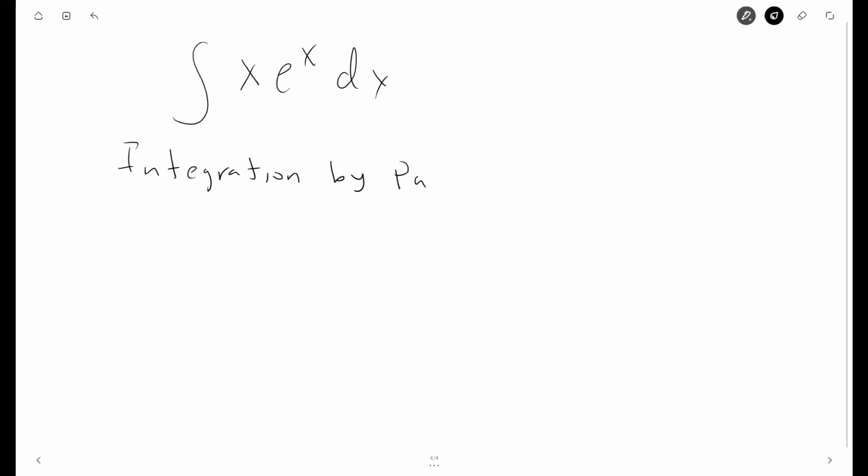So we're going to do this by integration by parts. So we're going to let u equal to x and dv equal to e to the x.